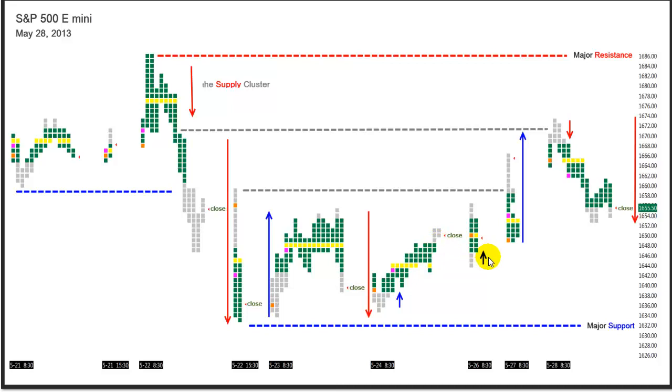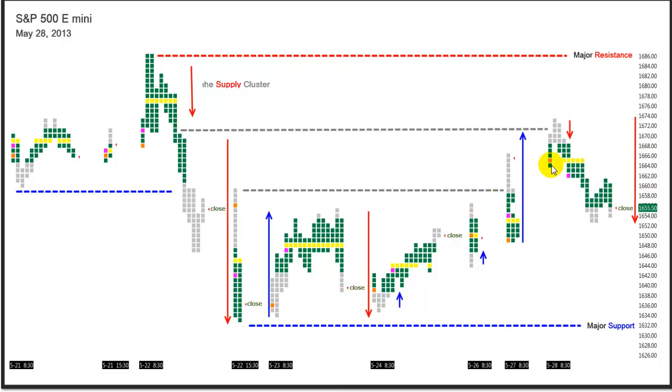The next two small segments are the overnight developments that occurred on Sunday, the Sunday Globex session, and then the shortened holiday session from Monday. So after closing at 1650 on Friday, the market auctioned up, again retesting Thursday's high before pulling back below Friday's close and trading down to 1644. On Monday, the market rallied up and broke out above the two-day consolidation range.